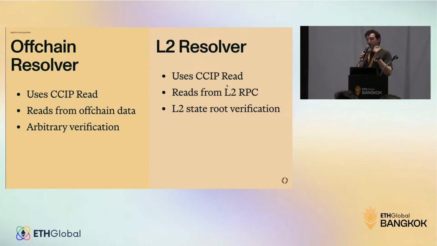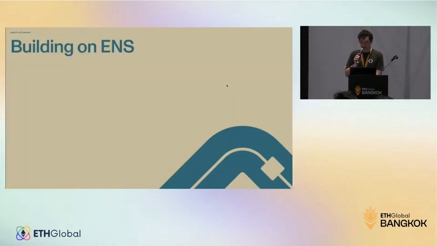And then that verification logic, that last step, is really the difference. The left has arbitrary verification, so you're just trusting the operator of the gateway, where on the right-hand side, you're actually verifying the state root of the layer 2 itself, again, to have trustless L2 subnames on an ENS name, because it is significantly cheaper than on-chain, than like L1 records.